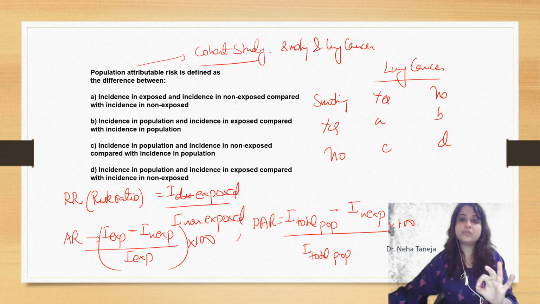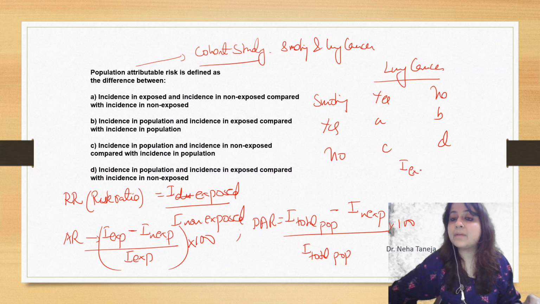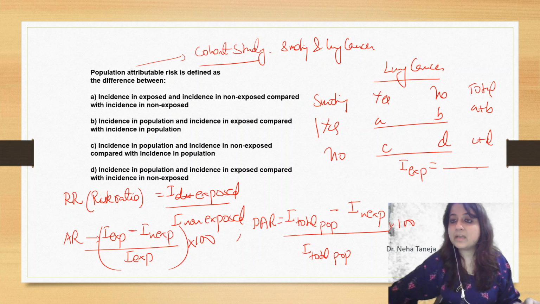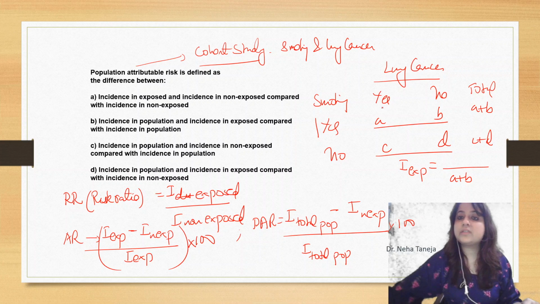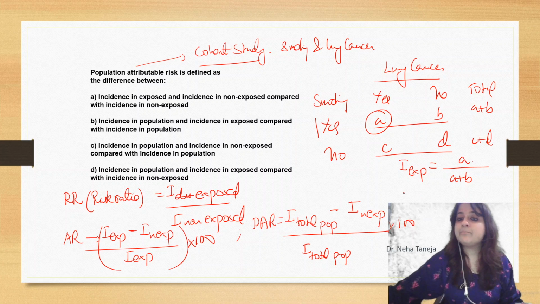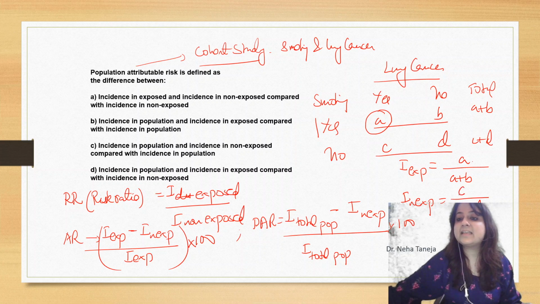So here we have to see what is incidence among exposed. So if I ask you what is incidence among exposed, so who all are exposed? The total exposed to smoking is A plus B. Who are non-exposed? C plus D. So what is incidence among exposed? A plus B is exposed. Out of this, how much is the incidence? In how many did lung cancer happen? In A. Incidence among non-exposed, how many are non-exposed? C plus D are non-exposed and incidence has happened in C.